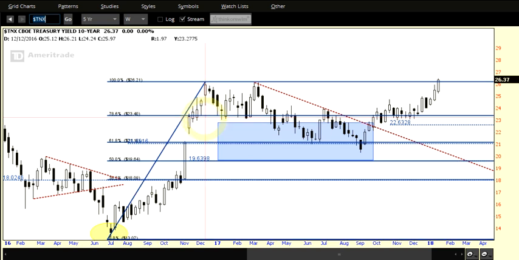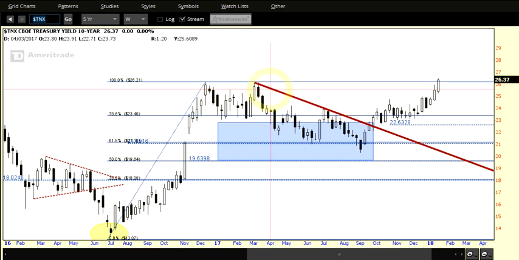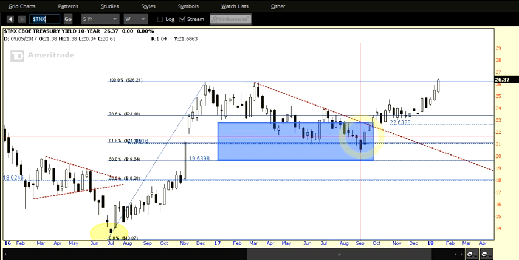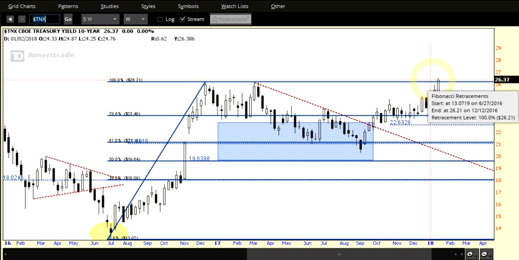So, okay, now we're on the 10-year Treasury. This is the 10-year Treasury yield. So what's happening is bonds are going down. The 10-year bond goes down, the yields go up. Okay, so the cost of borrowing money is going up.